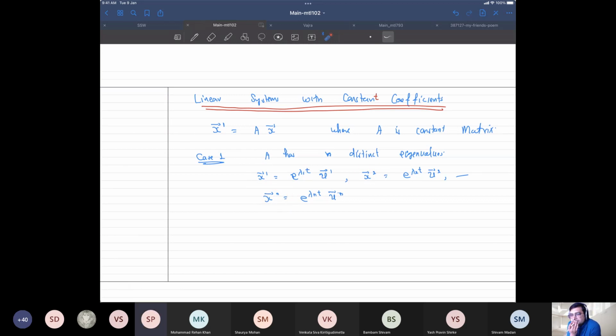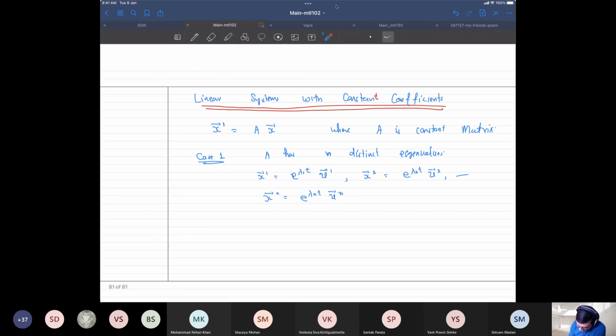You can find the Wronskian. Wronskian, okay, then? Because the vectors are linearly independent. So you find the Wronskian at t equal to 0. Once you put t equal to 0, these terms will disappear, and what you are left with are these n vectors. And because they are eigenvectors corresponding to different eigenvalues, they will be linearly independent. Okay. So you get that they are linearly independent.